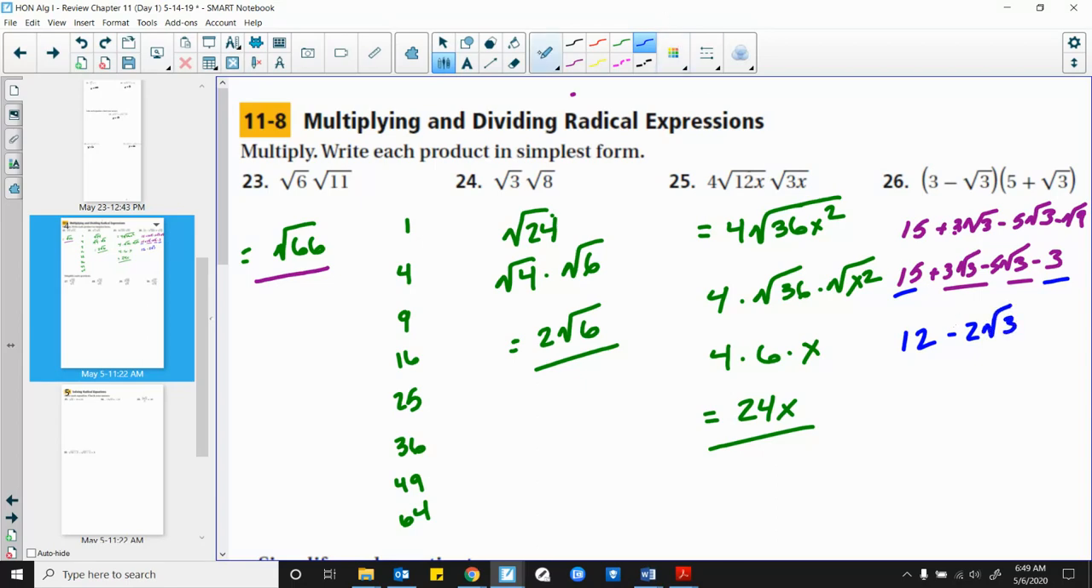Okay, and we've talked about that before. It's just like combining terms. If I had 3x and negative 5x, I would get negative 2x. In this case here, I just did the 3 and the negative 2, combined them and kept the same radical. So my answer is going to be 12 minus 2 radical 3.